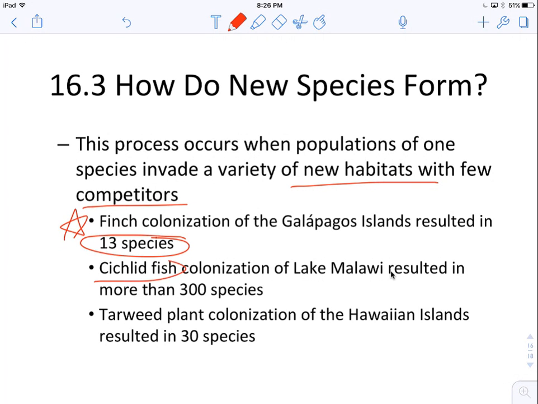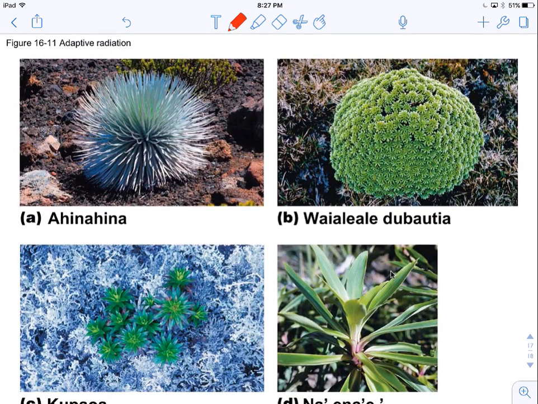The cichlid fish colonization in Lake Malawi resulted in over 300 species, again in a very short period of time. The tarweed plant colonized the Hawaiian Islands, resulting in 30 different species in a short period of time. And here we have our tarweed plants, an example of adaptive radiation.